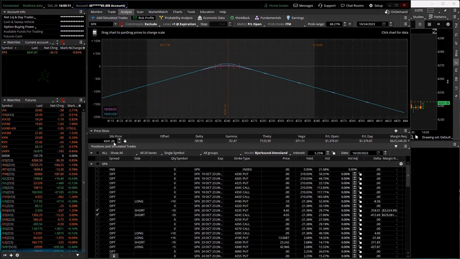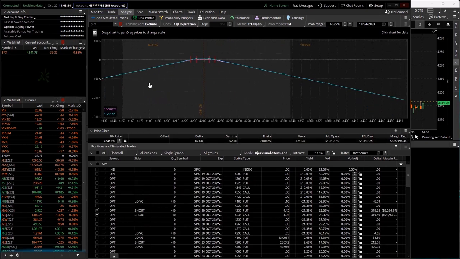As far as power hour goes, I'm on the 42.45, 42.35.